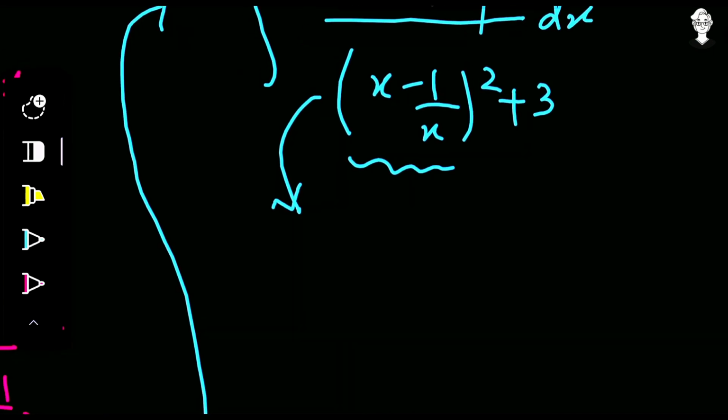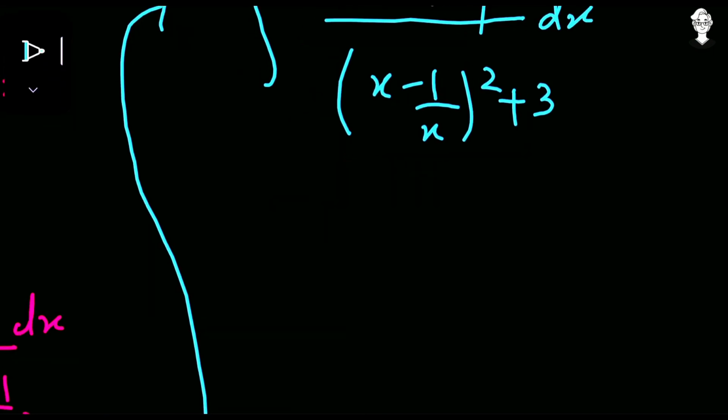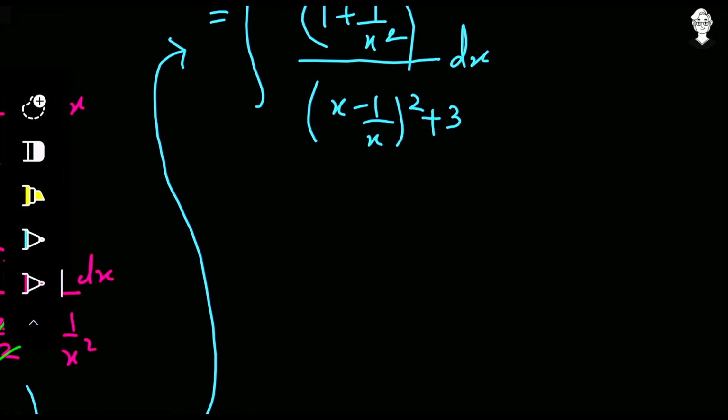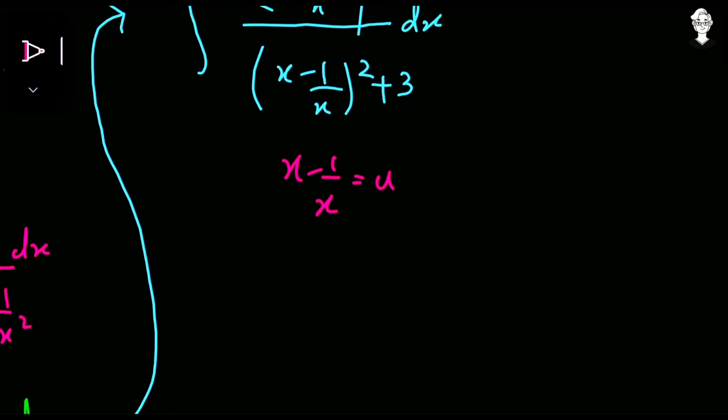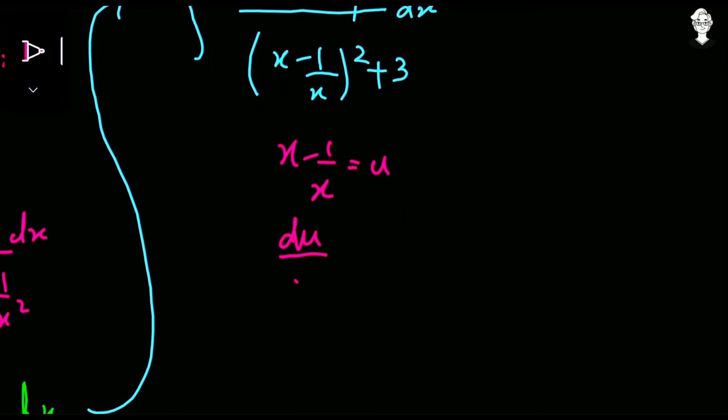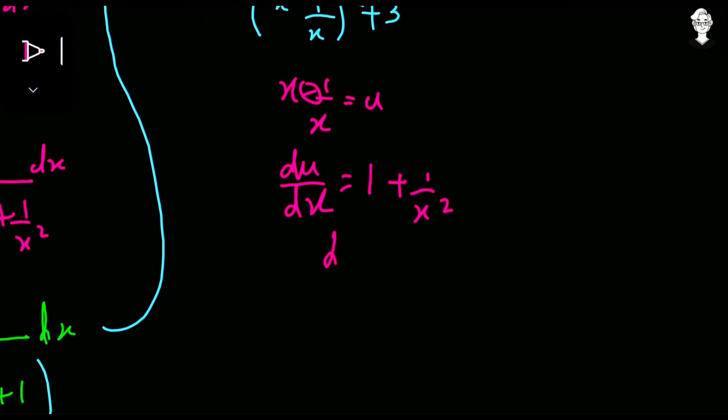Now why have we turned it into this form? Let us see why it is very useful. Now we will use the substitution method and consider x minus 1 upon x as u. Now we will take the derivative on both sides. So the derivative of u with respect to x: the derivative of x is 1, and the derivative of 1 upon x is negative 1 upon x square, and because of this negative sign it becomes positive 1 upon x square. Now I can see du upon 1 plus 1 upon x square is the value of dx.